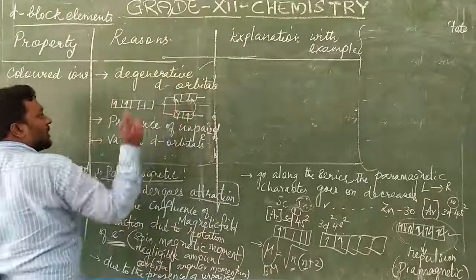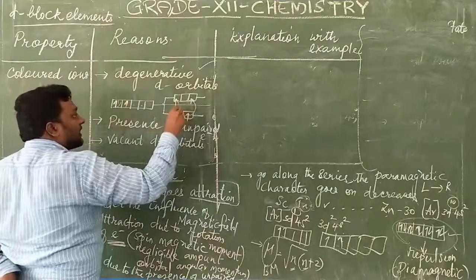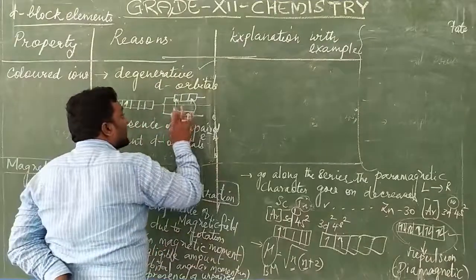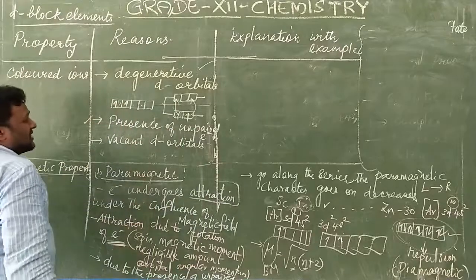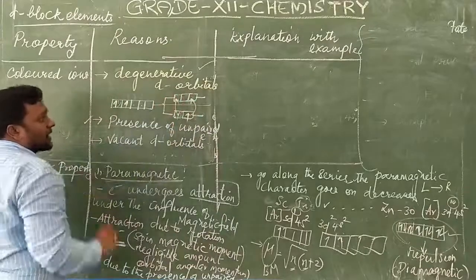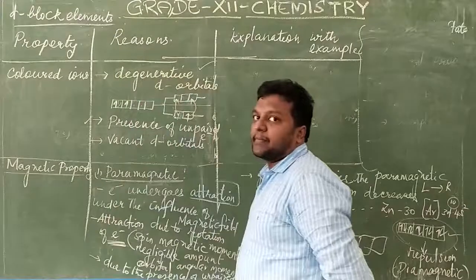So if it is going to shift, if there are paired electrons, then only paired electrons will be there. A paired electron cannot go to the excited state. It remains in the ground state. If there are unpaired electrons, it will get excited, due to the presence of unpaired electrons. Only if there are vacant d orbitals can the excited electrons go and accommodate. If there are no vacant d orbitals, then obviously the electrons cannot go and accommodate.